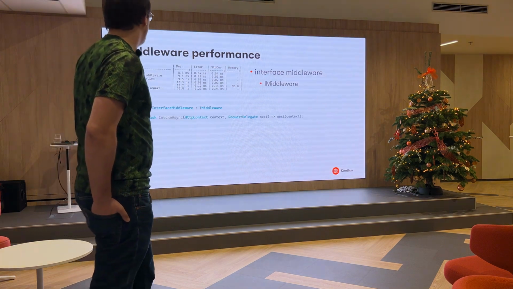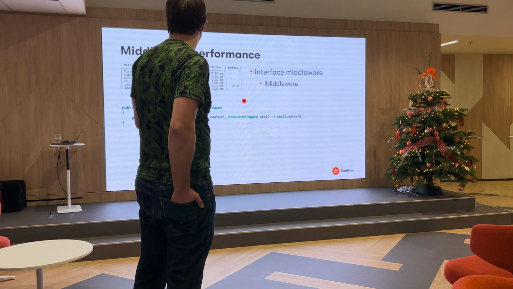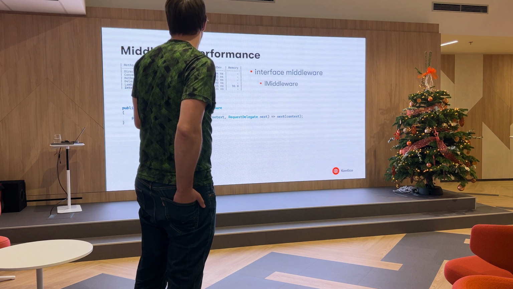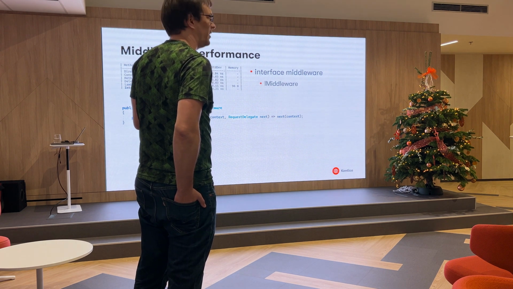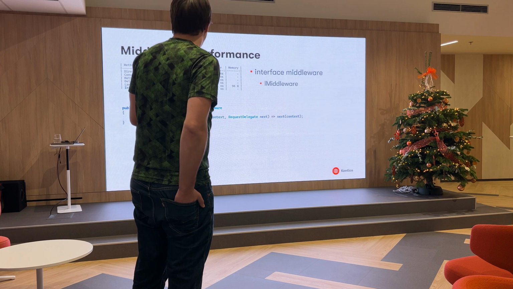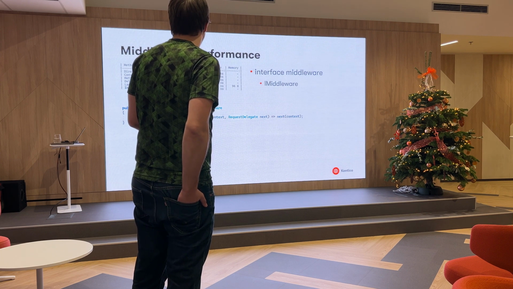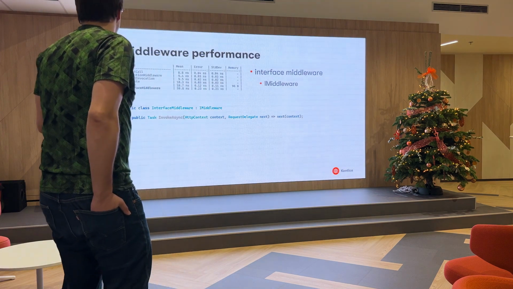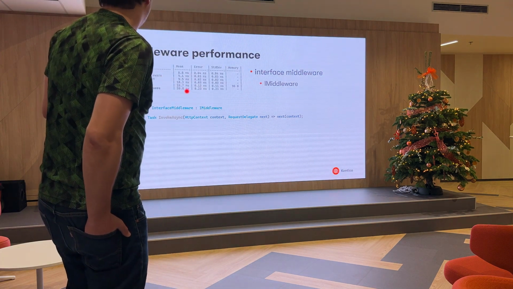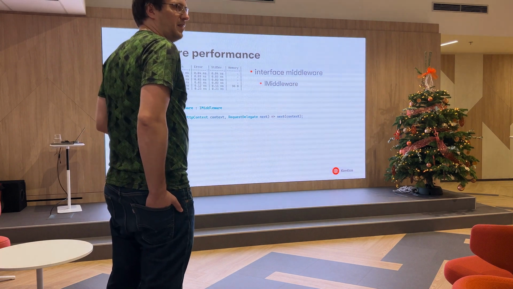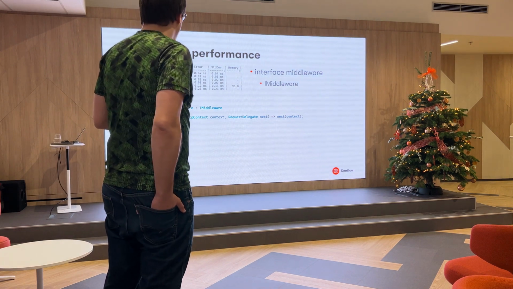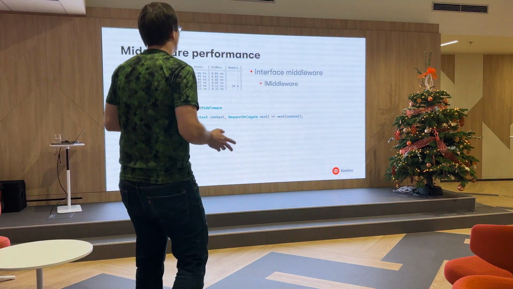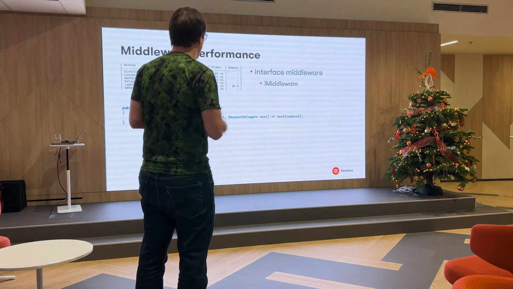Then we have interface middleware, which is the middleware that uses this IMiddleware interface. And it took 59.8 nanoseconds. Interestingly, it's not because I started Teams or something at the same time. It's really consistently that slow. And do you know why it is so? Because this IMiddleware actually isn't just a way to get rid of reflection. Reflection is fine, it's fast.